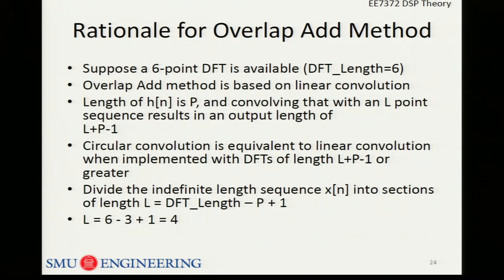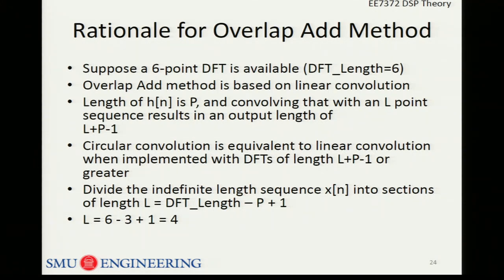So with that in mind, we go to the next bullet, which is the good news. Circular convolution is equivalent to linear when you implement it with DFTs that are the appropriate length. Right, and that was the key. If you had a DFT of length L plus p minus 1 or greater, then when you use the DFT to compute the convolution, the circular convolution that the DFT does would be equivalent to the linear, which is what you want.